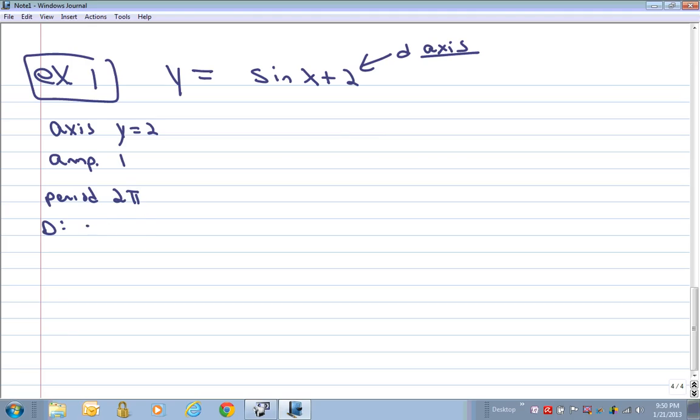My domain would be negative to positive infinity. I know that because it's a sine graph. And my range. Now, if my axis has changed, my range is going to change because that changes my y values. So before I write in my range, I'm going to go ahead and do my graph. So let's go ahead and sketch in our graph.